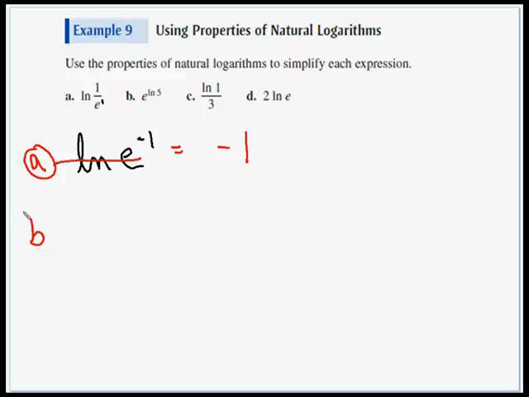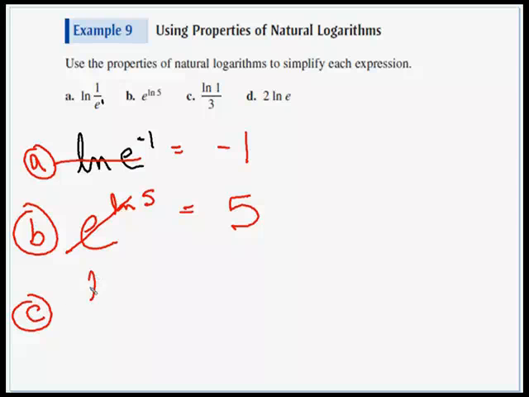Letter B, we have e raised to a power, and part of that power is the ln of 5. Well, the e and the ln are inverses, those will cancel, so we're just left with 5. Letter C, the ln of 1 over 3. Well, what's the ln of 1? 0. Divided by 3, 0 divided by anything is 0.